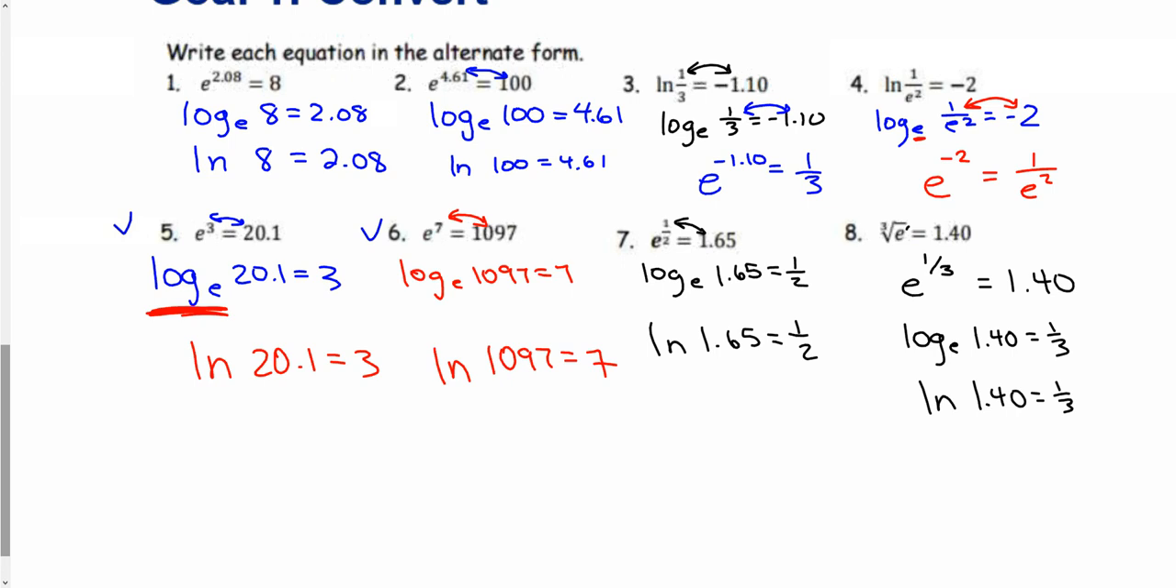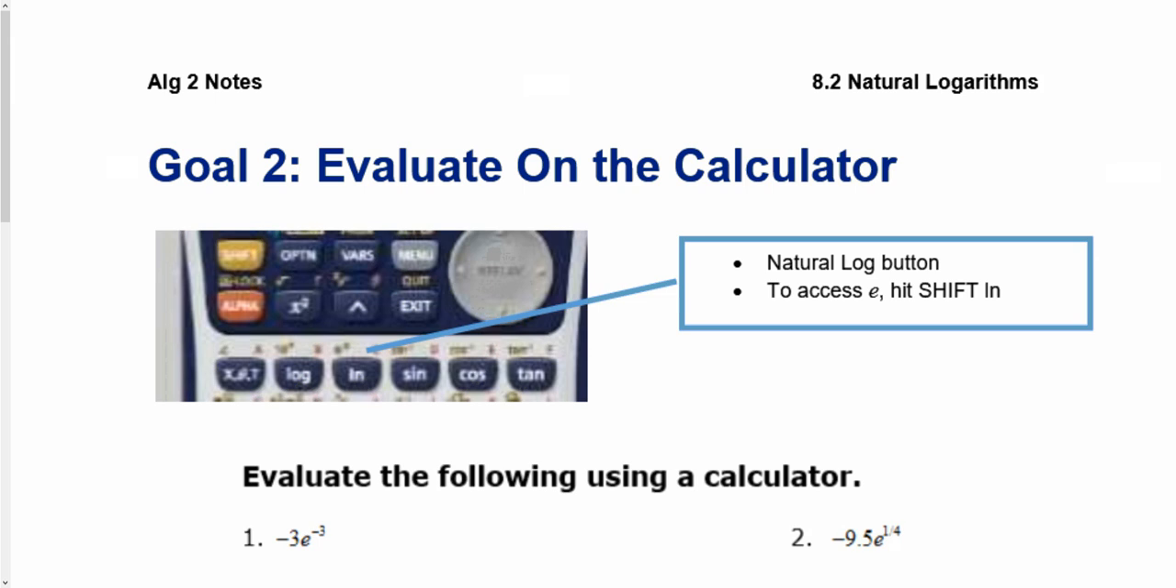The rest of the stuff that I have to show you is just pretty much calculator stuff. So if you guys will turn to the next page. The next page is where to find this stuff in the calculator. So you already saw at the beginning of the lesson, the natural log button is located right next to your log button.